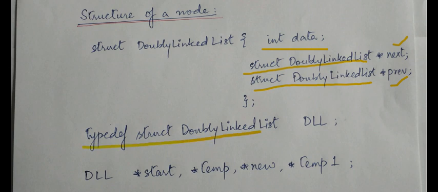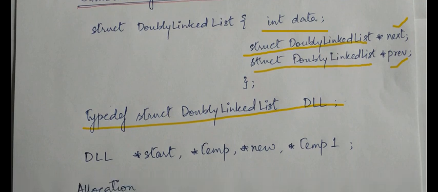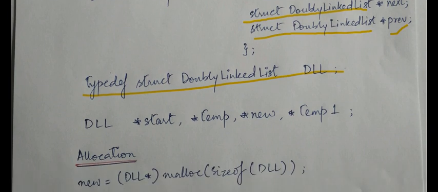And now I'm using typedef to shorten the declaration statements. So after I do this, I'll be using this statement to declare my pointers or variables, whatever I want.